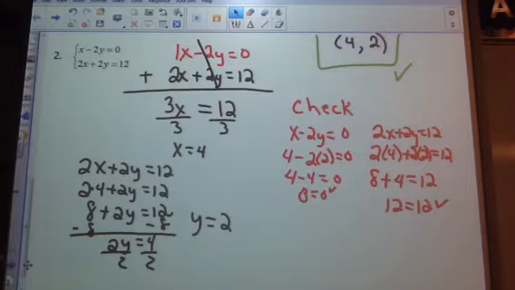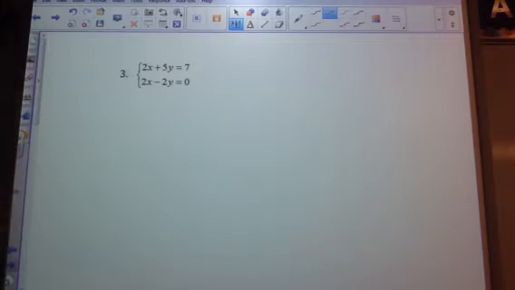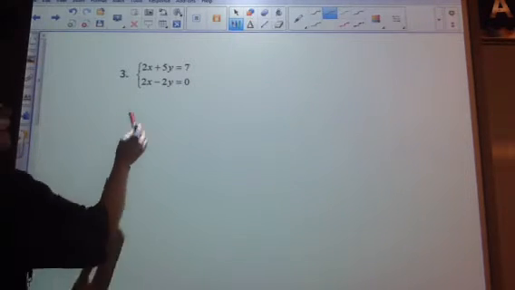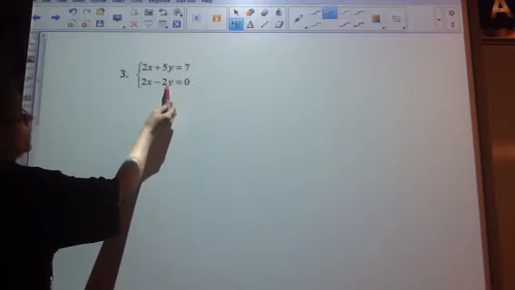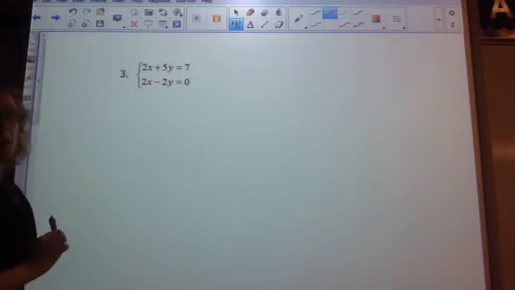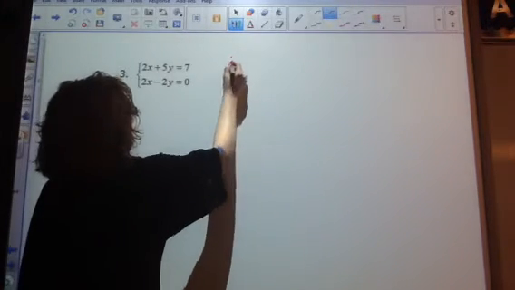Alrighty, let's go to the next one. Now, on this one, class, notice how I don't have opposites. I have a positive 2, positive 2. I have a 5 and a negative 2. I'm looking at my coefficients in front of my like terms here, okay? So on this one, what we're going to do is we're going to subtract.